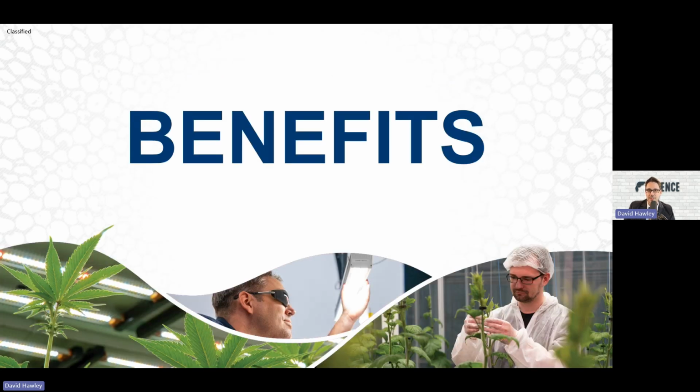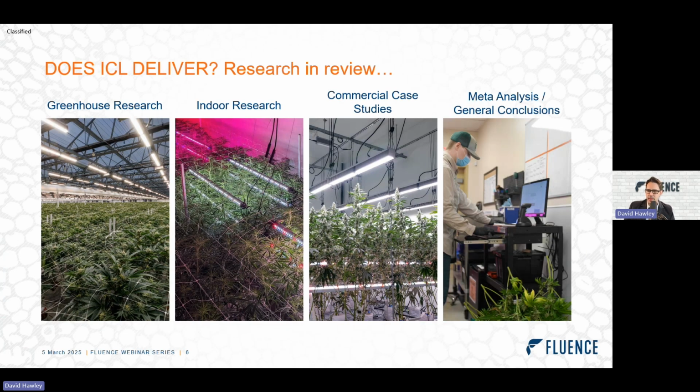We're going to jump right into the research by talking about what benefits we've observed, and I'm going to tell you how we got to those conclusions. I'm going to do that by telling you about 4 things. First, our greenhouse research, then our indoor research, and then our commercial case studies that are less scientific, but collectively, the aggregate data allows us to do this last column here called meta-analysis. And that allows us to tell you a generalized conclusion about what we see intercanopy and subcanopy doing.